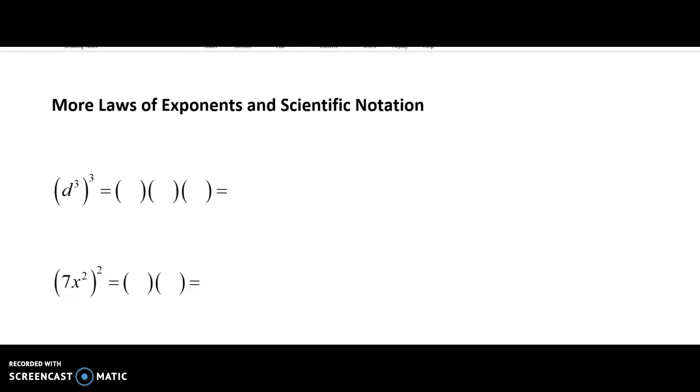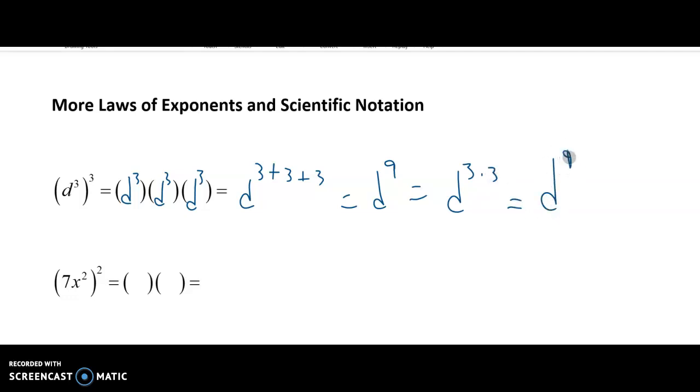If we have d to the third to a third, we say that's a power raised to a power. What that means is we're taking d to the third, d to the third, d to the third, and we're multiplying it by itself 3 times. We know that when we're multiplying powers with the same base, we can add the exponents. That's d to the 3, d to the 3, d to the 3, add it together, 3 plus 3 plus 3 is 9, we get d to the 9th. A quicker way to do that is to multiply the exponents. So this is the same as saying d to the 3 times 3 is d to the 9th.